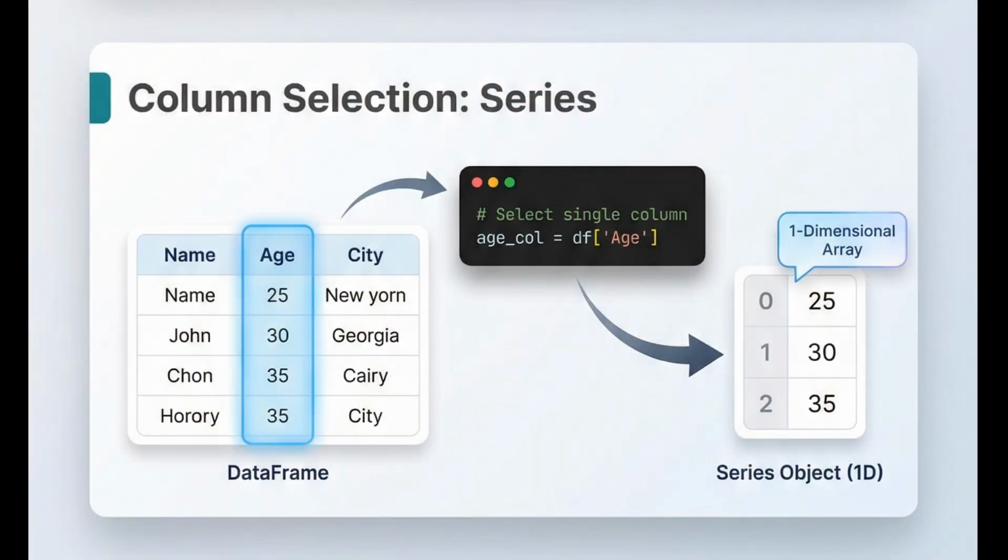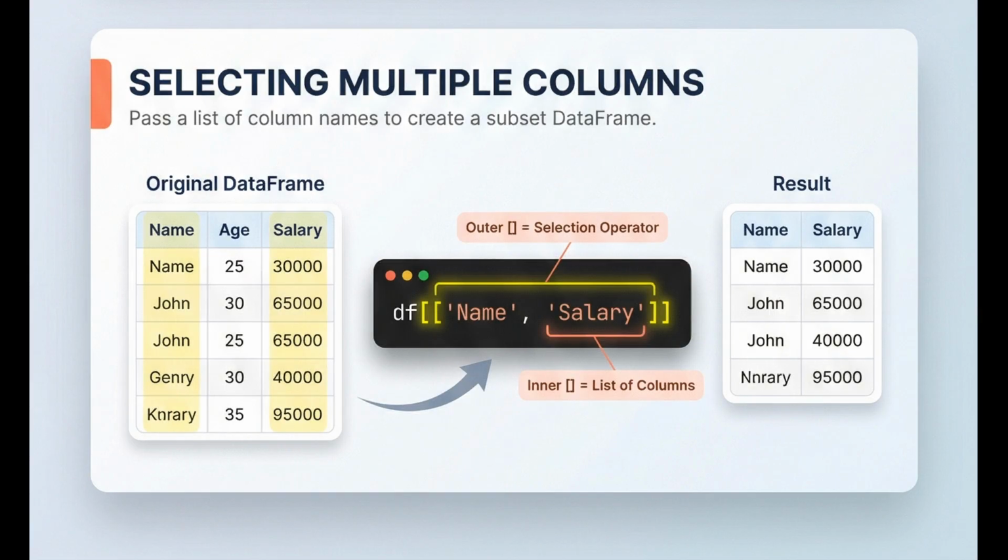Select a single column using bracket notation with the column name string. This returns a series. While dot notation exists, brackets are safer for names with spaces or special characters. To select multiple columns, pass a list of names inside brackets. Notice the double brackets. The outer set is for selection. The inner set creates the list. This returns a new data frame.